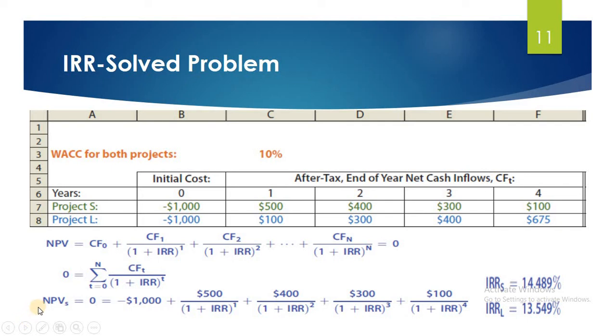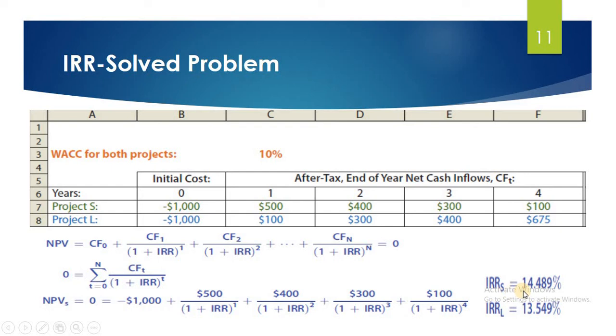If we put these values in the NPV formula, that's minus 1,000, which is your initial investment, then 500 divided by 1 plus IRR to the power 1, and then $400, which is the cash flow of year 2, divided by 1 plus IRR to the power 2, then 300 divided by 1 plus IRR to the power 3 plus 100 divided by 1 plus IRR to the power 4. So over here, you need to find out the IRR. So you need to find out the discount rate which will make the NPV of this project zero.